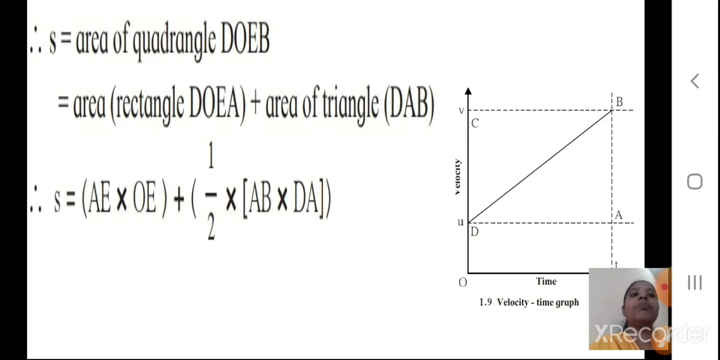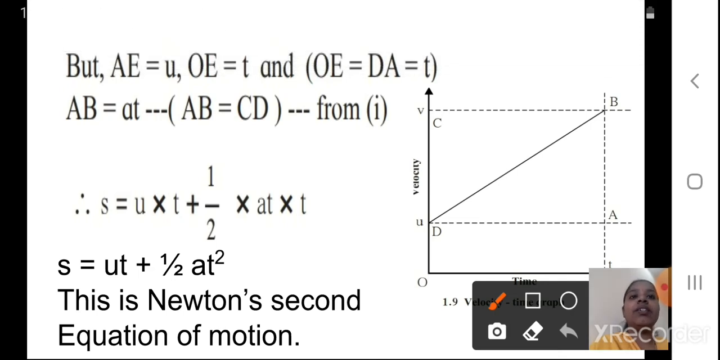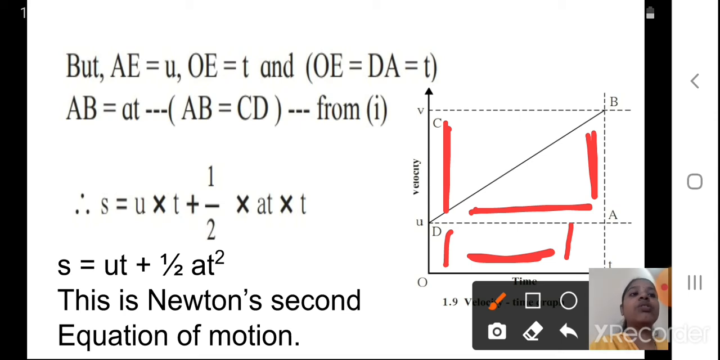Okay students, so we will put in the values. Now OD you know is u, so the AE part will also be equal to u. OE, that is this part, is your time, OE is t. And OE is equal to your DA also, which is equal to the time, because opposite sides of the rectangle are equal. So what will AB be, students? It is at, because we got CD is equal to at. So CD will be equal to AB, which is equal to at. See, it is written here from equation 1.